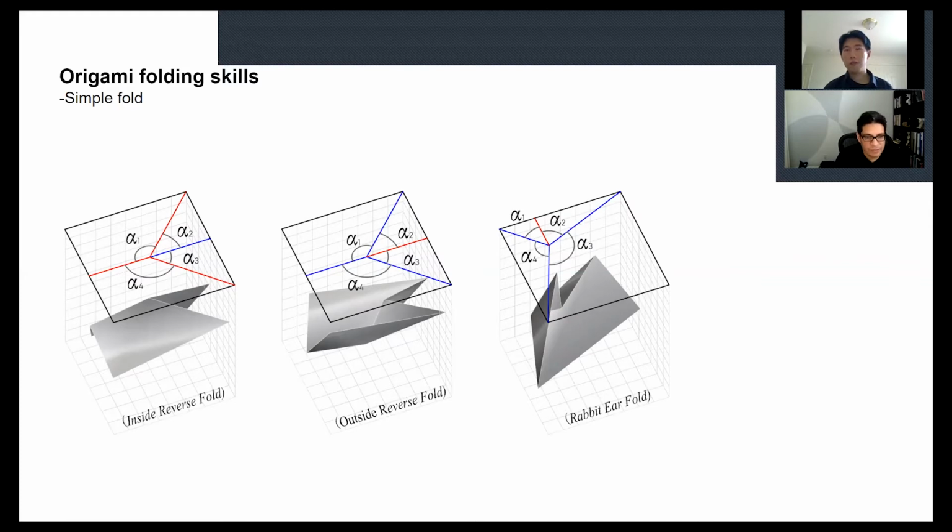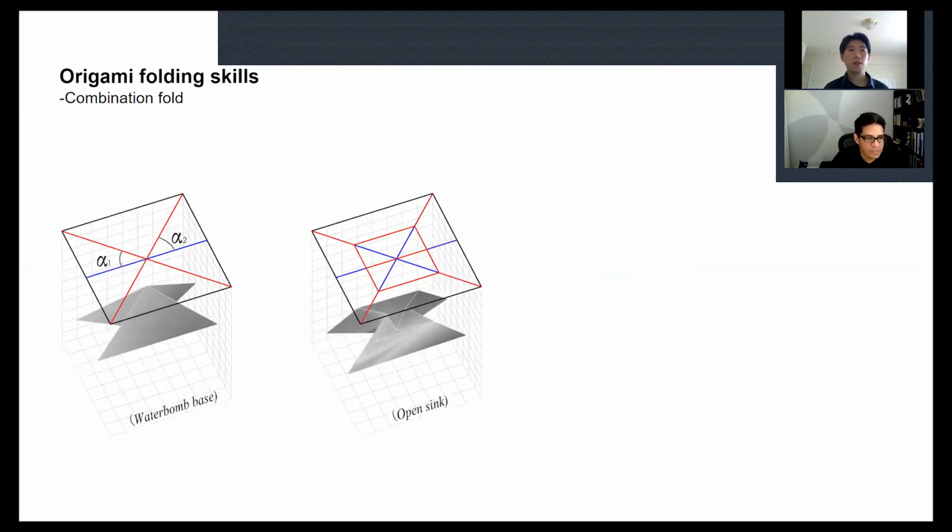People have different standards for the definition of simple compound folds. Folds.net, for example, defines simple folds as inside reverse fold, outside reverse fold, and pleat. However, wikibooks.org defines simple folds such as inside reverse fold, outside reverse fold. For the purpose of our research, we classify mountain and valley fold as basic folds, and we also have three folds in our definition of simple folds, which are inside reverse fold, outside reverse fold, and rabbit ear fold.